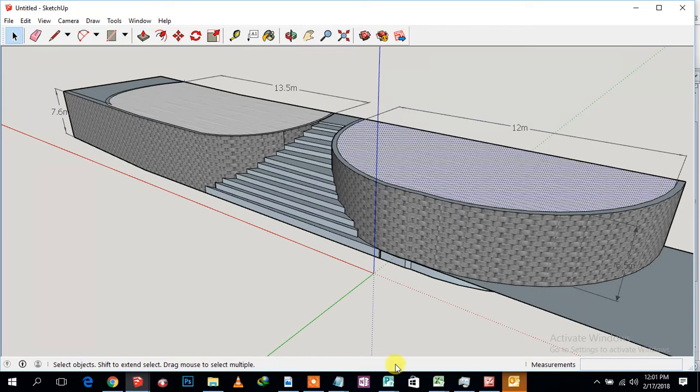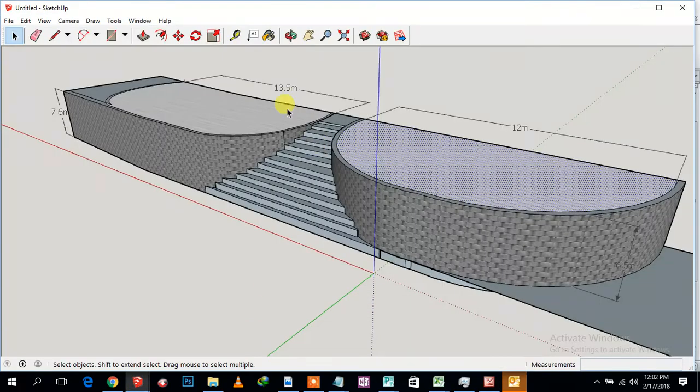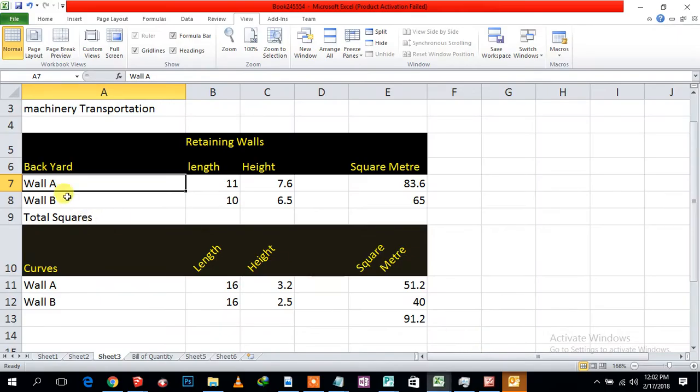I'm going to go back to my spreadsheet. So for wall A, it's got about 13 meters, but it's adding up to too much, right? So I'm going to split it. I'm only going to calculate this front face, because it's curving. It's going to curve this side, and it's going to curve that other side. Same applies with this one. It's got a front face, and it curves on the other side. So these are my calculations for wall A.